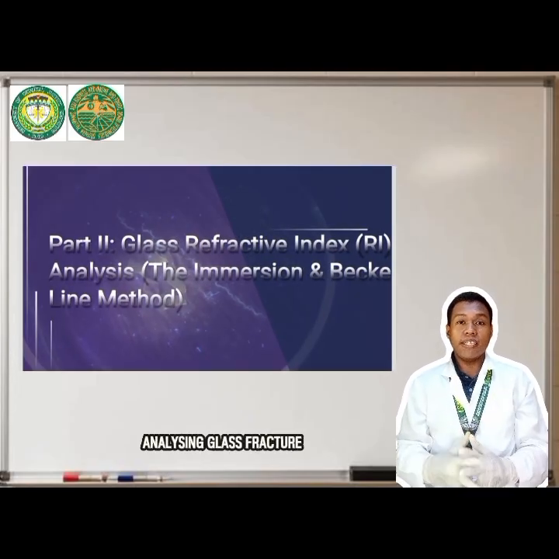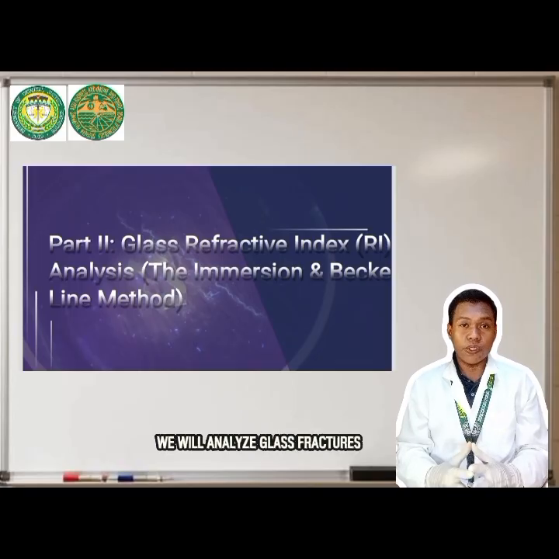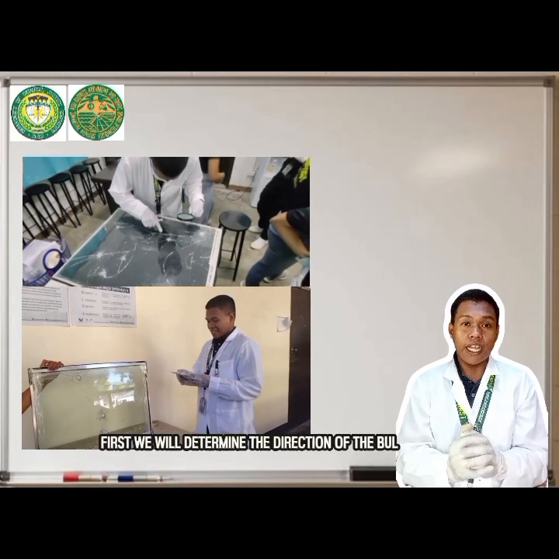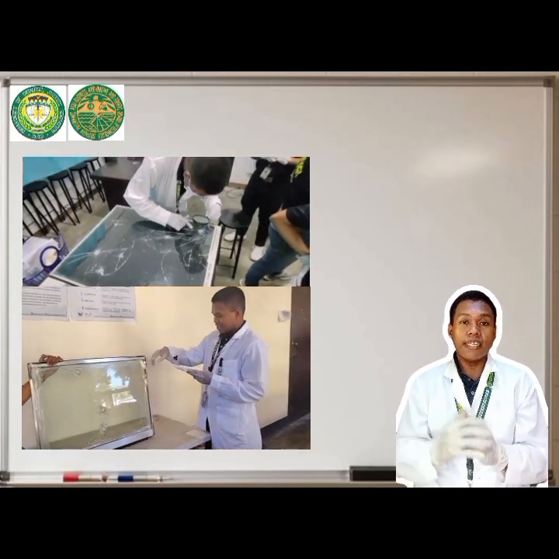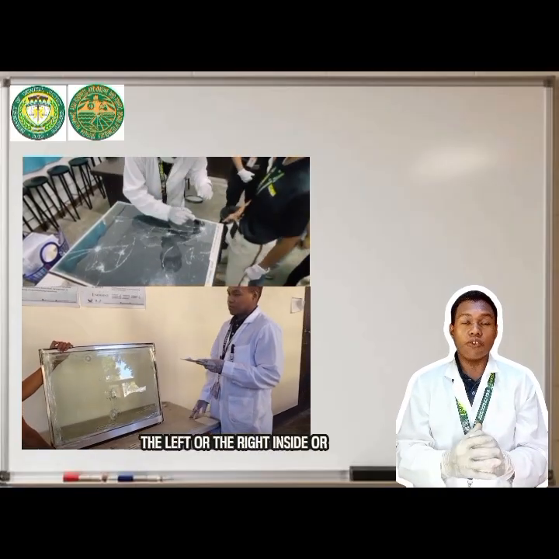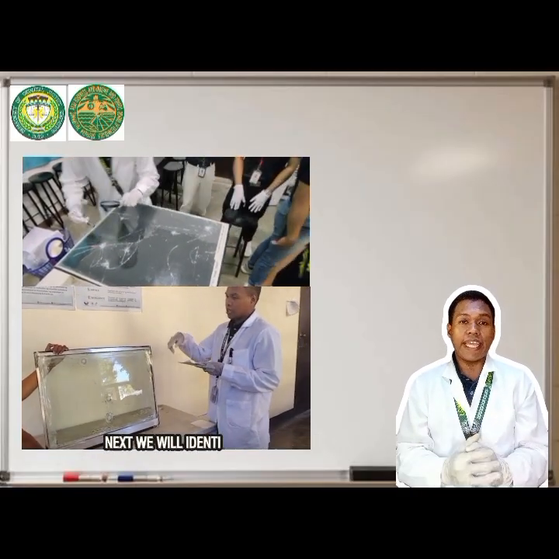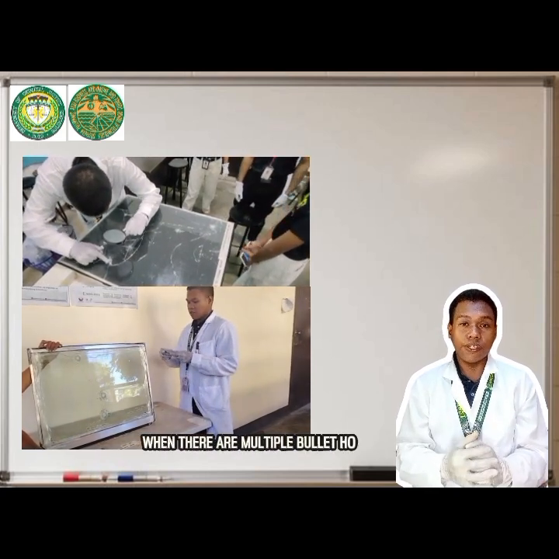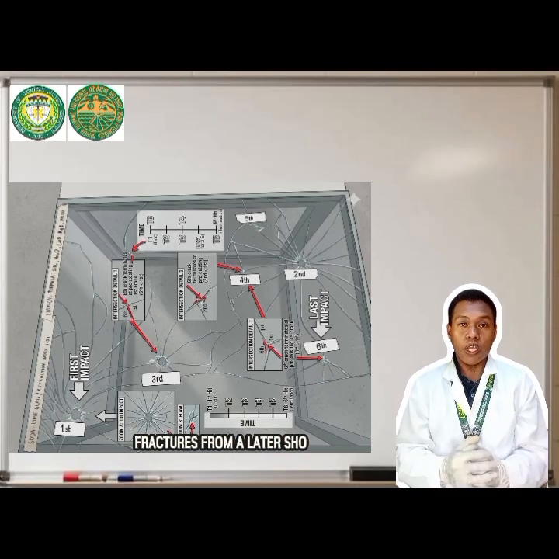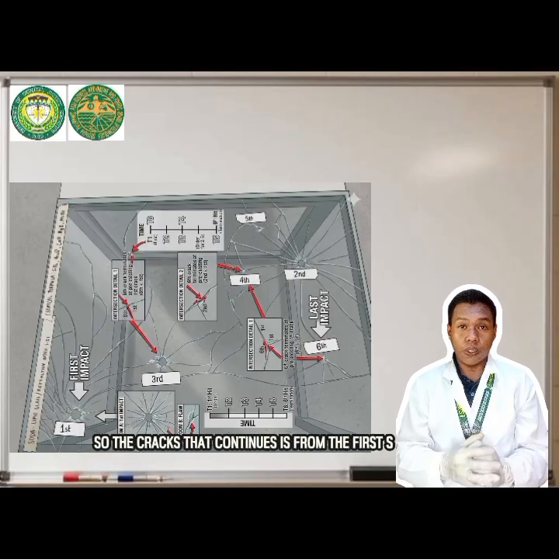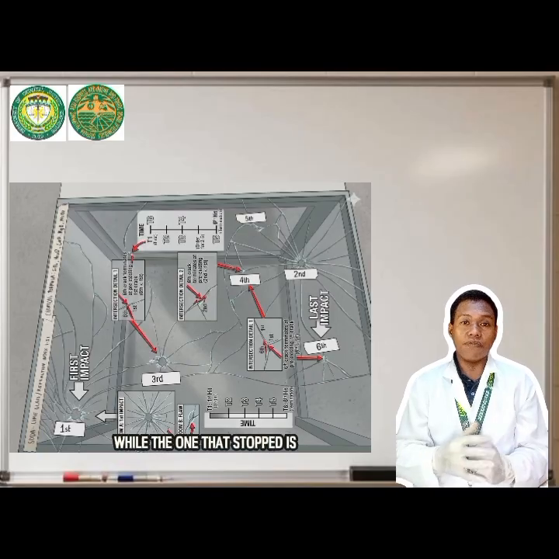Analyzing glass fracture. In this part, we will analyze glass fractures to help reconstruct a crime scene. First, we will determine the direction of the bullet by observing the cracks. It tells us where the projectile came from, the left or the right, inside or outside. Next, we will identify the sequence of the impacts. When there are multiple bullet holes, fractures from a later shot will stop when they meet earlier cracks. So, the cracks that continue are from the first shot, while the one that stopped is from the second.